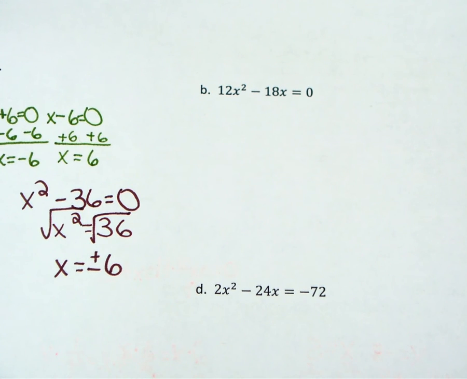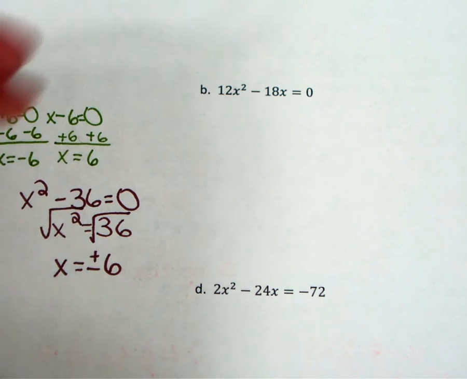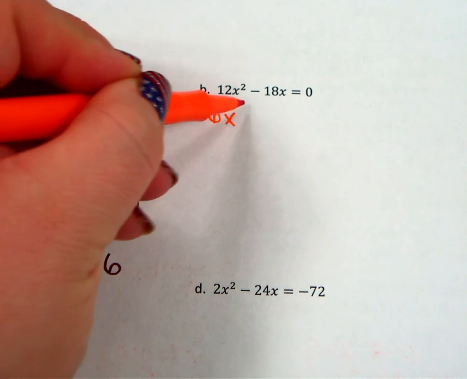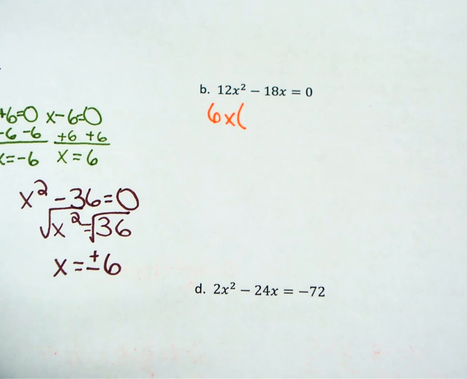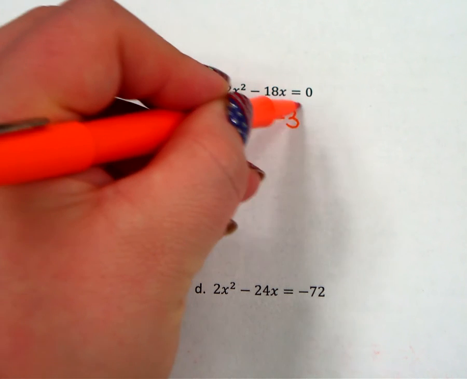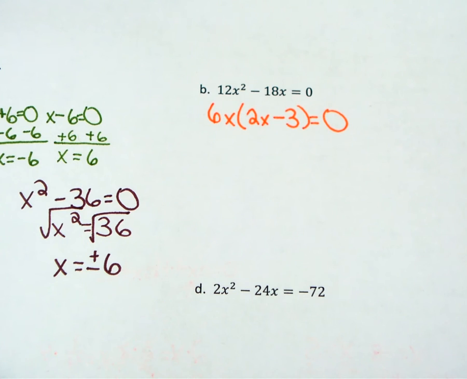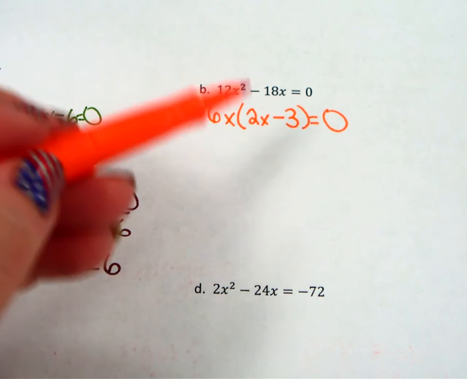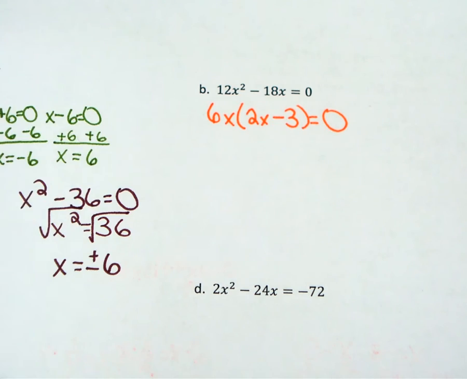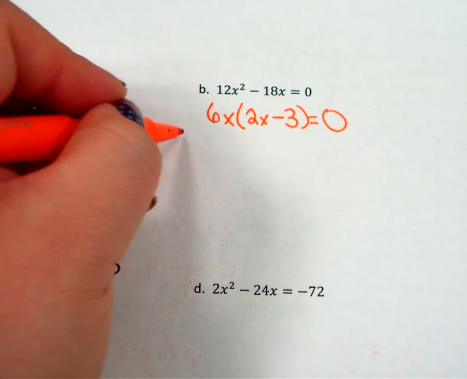3B. First step, can I take something out of all the pieces? I can take a 6 and an x out, and that leaves me with 2x minus 3. Since there are no exponents left inside here, that means that I can't factor it any further.